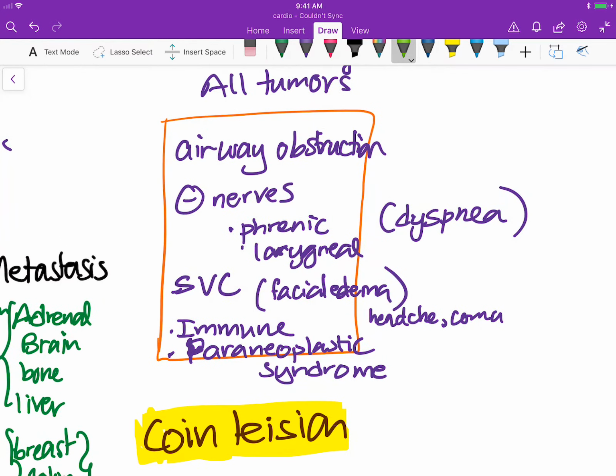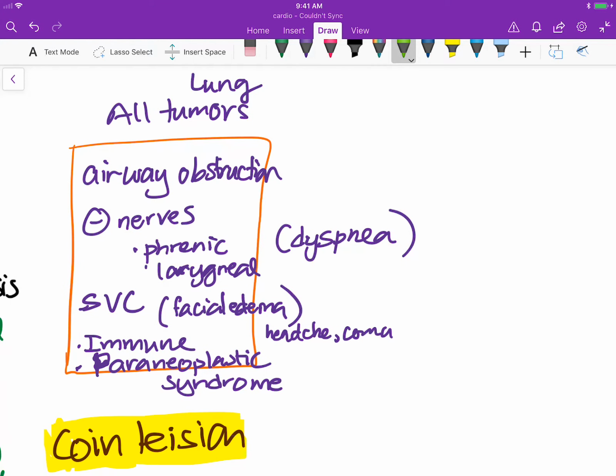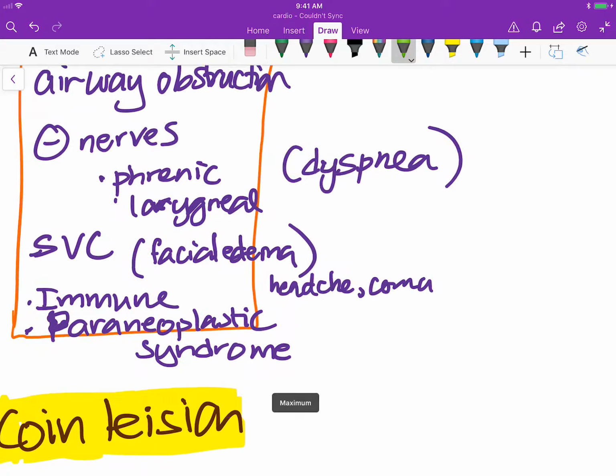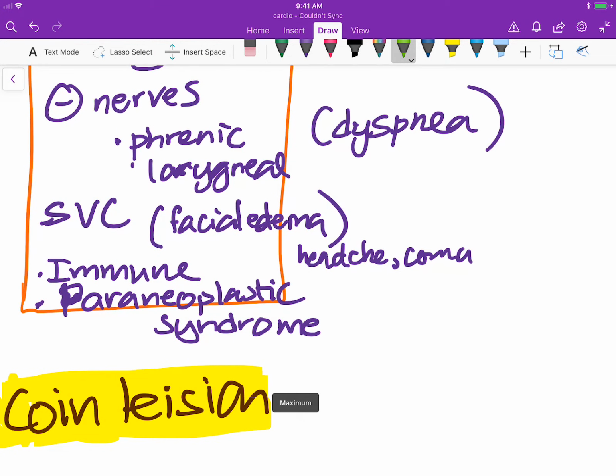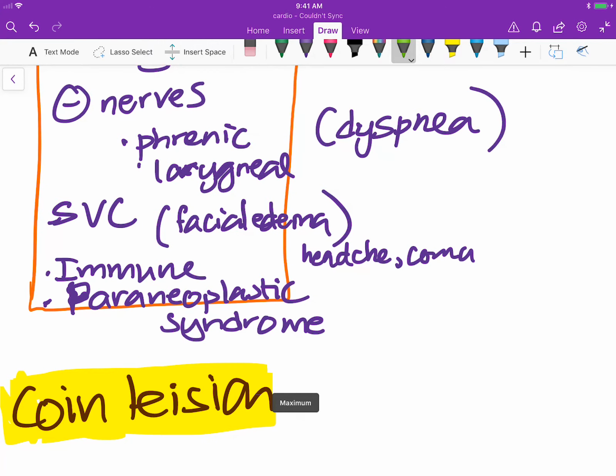So let's talk generally about what happens in all these lung tumors. All of them can grow, so you can get airway obstruction and breathing problems. You can also compress nerves like the phrenic nerve, so you get difficulty breathing because the diaphragm is paralyzed, or they can compress the recurrent laryngeal nerve, which can show up as changes in the voice. You can also compress the superior vena cava. Remember, the superior vena cava drains the head, so you're going to get a patient with facial edema in the morning, headaches. They can also be in some sort of coma. You can have a patient with a paraneoplastic syndrome like Cushing's and ADH, hyponatremia, and so forth.